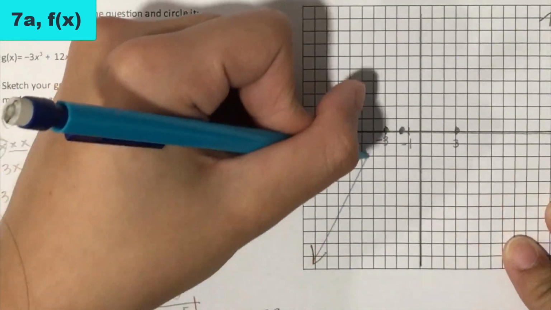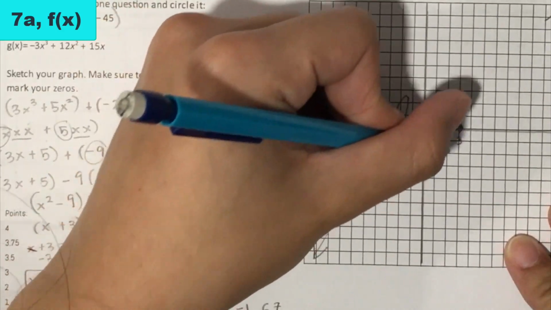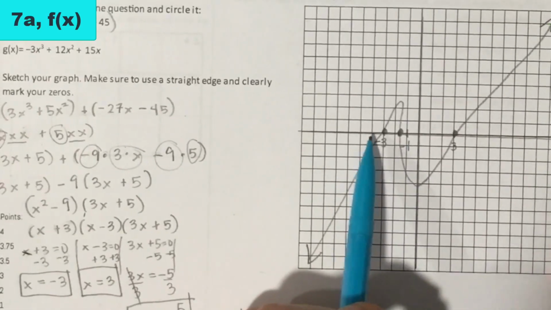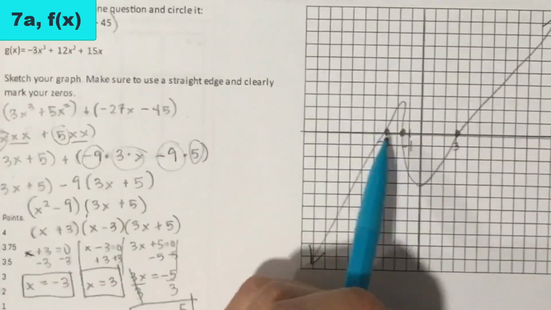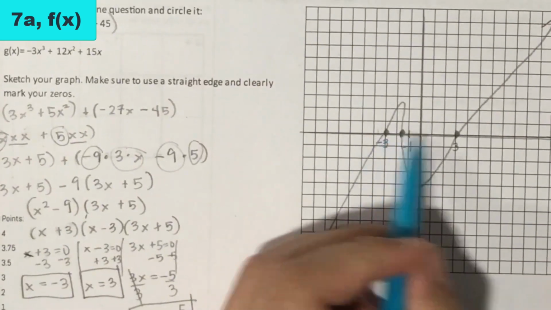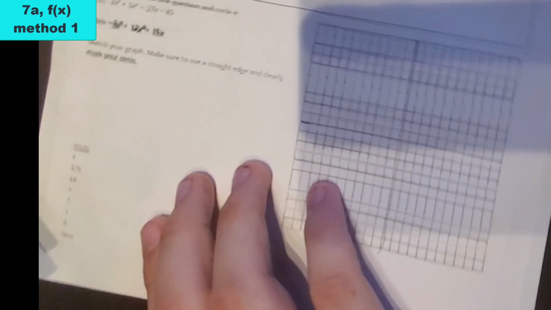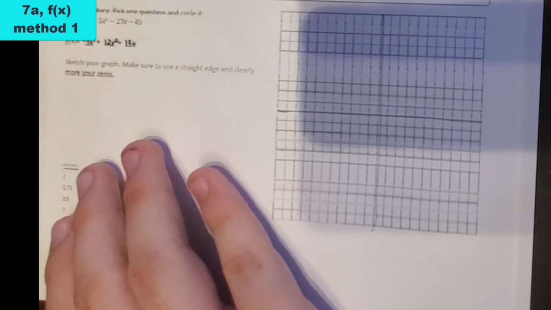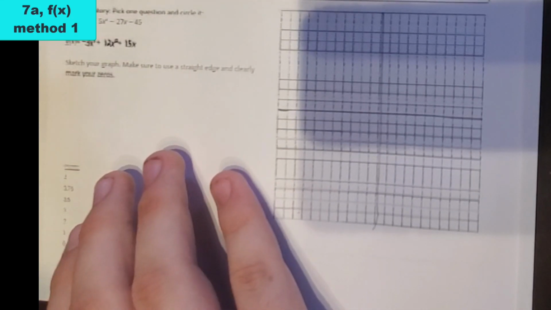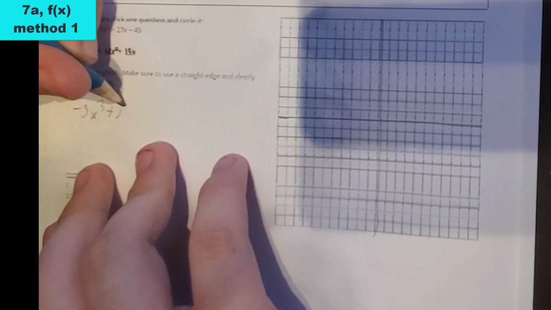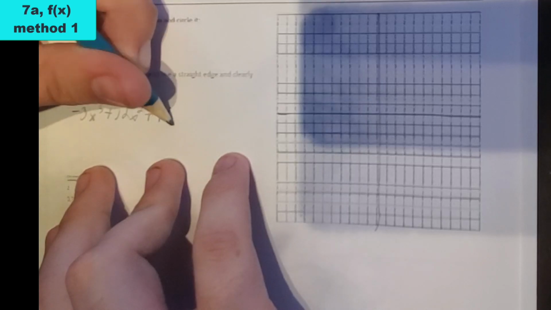And then we can kind of do this and that. We know that this would be kind of right because the graph, or the function, intersects the x-axis 3 times, which matches the degree of the equation being 3. Then, we want to sketch the graph of negative 3x cubed plus 12x squared plus 15x.